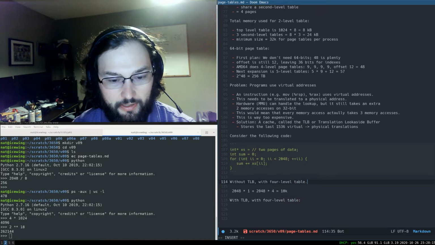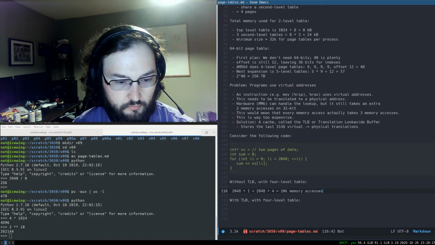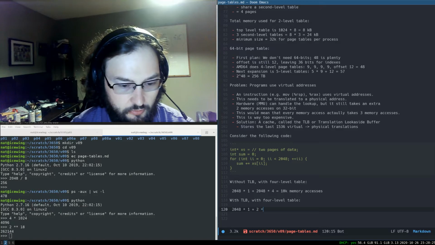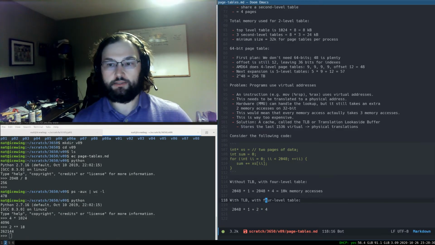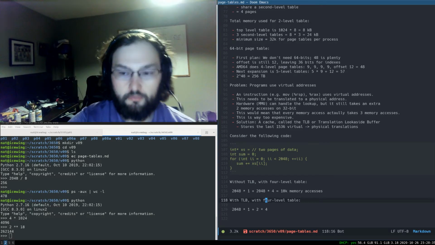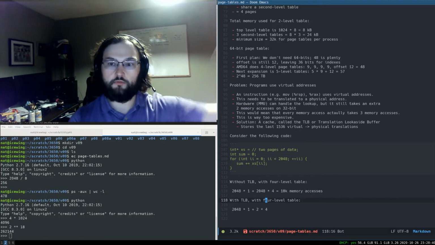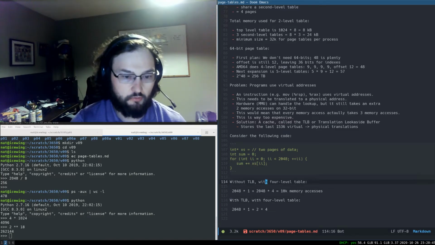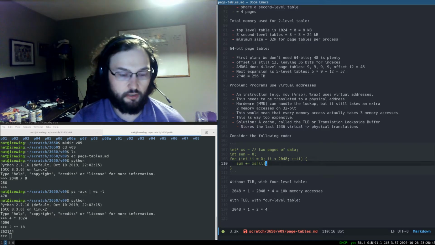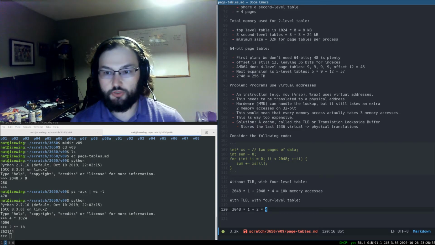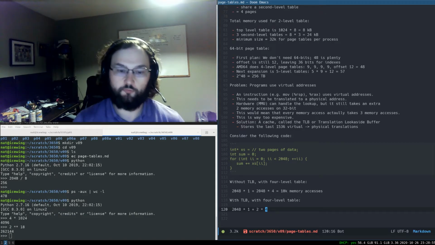But when we add in the TLB, we have 2048 times 1 for the actual memory accesses that we care about, and then plus 2 times 4, because every time we attempt to access a page of memory where we don't have a translation, we have to go do the 4-level lookup. And so when we get to the first page, so on index 0, we're going to have to do a 4 memory access lookup. And then when we go to index 1, that translation will already be in the translation look-aside buffer because we looked it up for index 0.